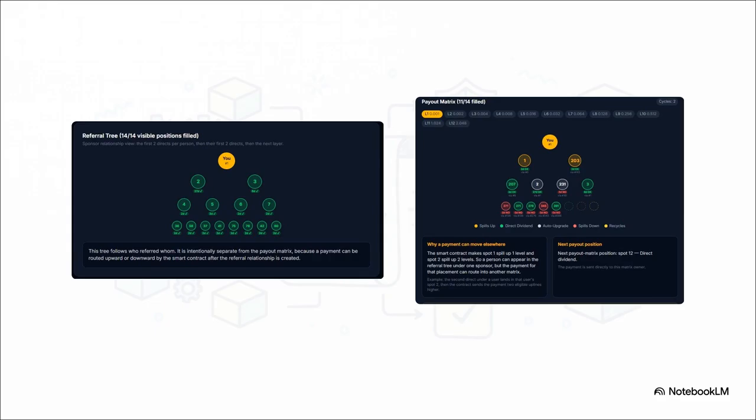Because of those fixed routing rules we just discussed, where payments spill up or down, a person you directly referred might land in your referral tree, but their specific payment might be routed by the smart contract into a completely different matrix, depending on which open slot they triggered.